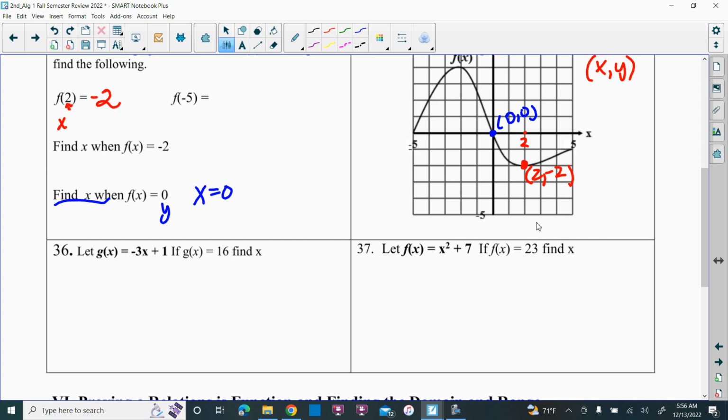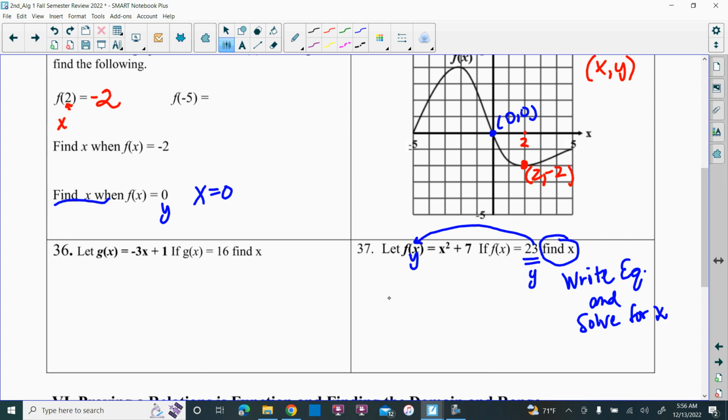Now on 36 and 37, I'm going to look at 37. F of x equals x squared plus 7. If f of x equals 23, because they tell me what it equals, this is our output, okay? So this is our y. This is our result of the function. They want us to find x. So I have to take this and put this in place of the y, which is f of x. So here, whenever they want you to find x, you need to write an equation. I'm going to abbreviate equation with EQ and solve for x.